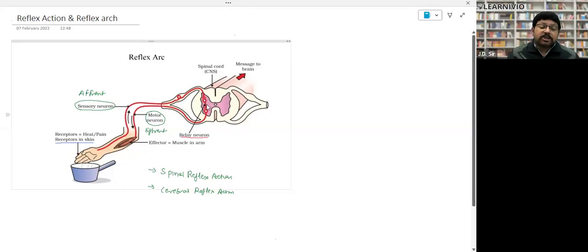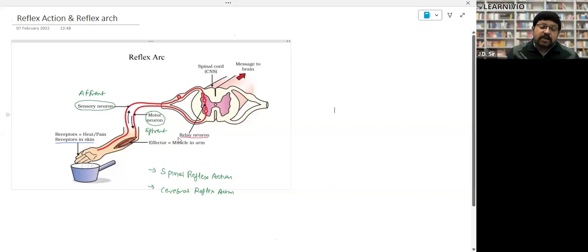Then this message will be received by a small part of a neuron called a relay neuron. It does not go to the brain. Normally it should go to the brain, but it does not. Why? If it reached the brain and the order came from the brain, it would take too much time, until which the damage would take place, right? So to make this process fast, normally this message reaches the backbone.